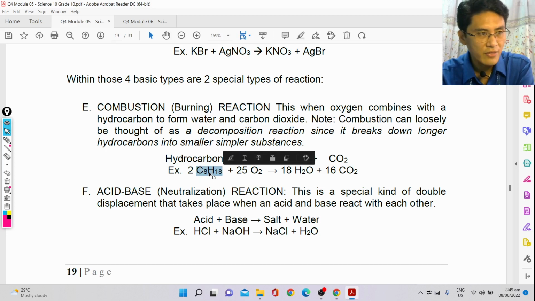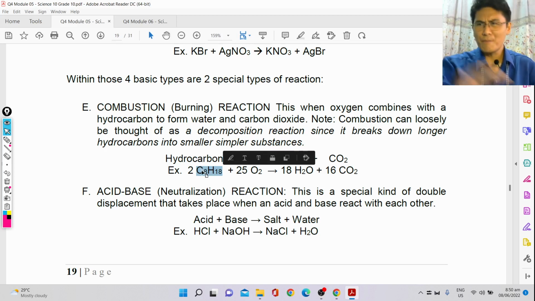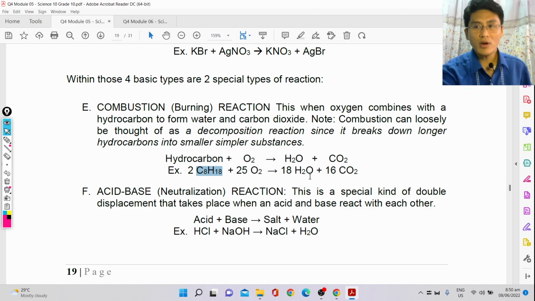this is a substance with how many atoms? With 26 atoms, right? Because you have 8 carbons and 18 hydrogens. So that's 16, carry 1, 26 atoms. So this is a big molecule, right? And then when it comes in contact with oxygen, it now breaks down into water, which is H2O, which is just 3 atoms, and CO2, which is also just 3 atoms.